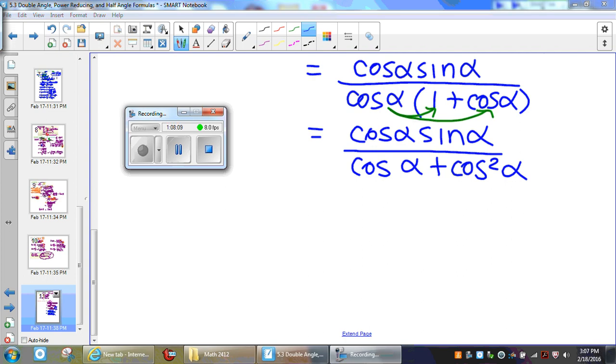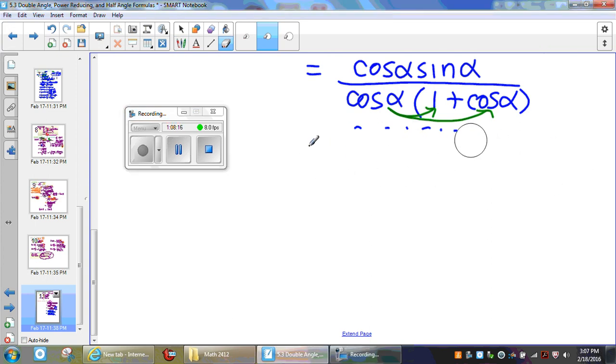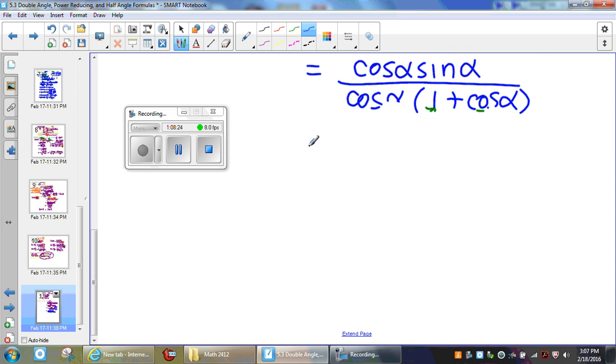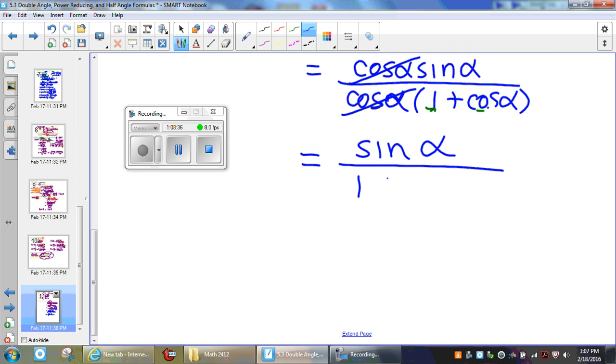Okay, so I made another mistake. But it's an easy one to correct. So I'm just going to erase that. And instead of distributing like I was trying to do here, I'm going to do something a lot easier. So that's just going to be divide cosine alpha by cosine alpha. And that way we will get sine alpha on top. Denominator will be 1 plus cosine alpha.